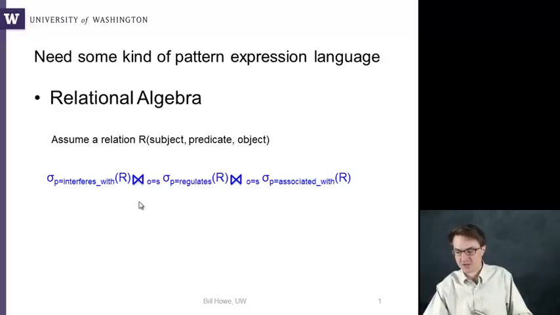So there's 2 joins, as we saw, 3 instances of the relation R, and this symbol means a select condition, where we're selecting for the predicate P equals regulates, and here the predicate P equals associated with, and here the predicate P equals interferes with. So now we have just the tuples that have the predicate interferes with, just the tuples that have the predicate equal to regulates, and just the tuples that have the predicate associated with. And then we just do the join, where the object of this one equals the subject of this one, and the object of this one equals the subject of this one.